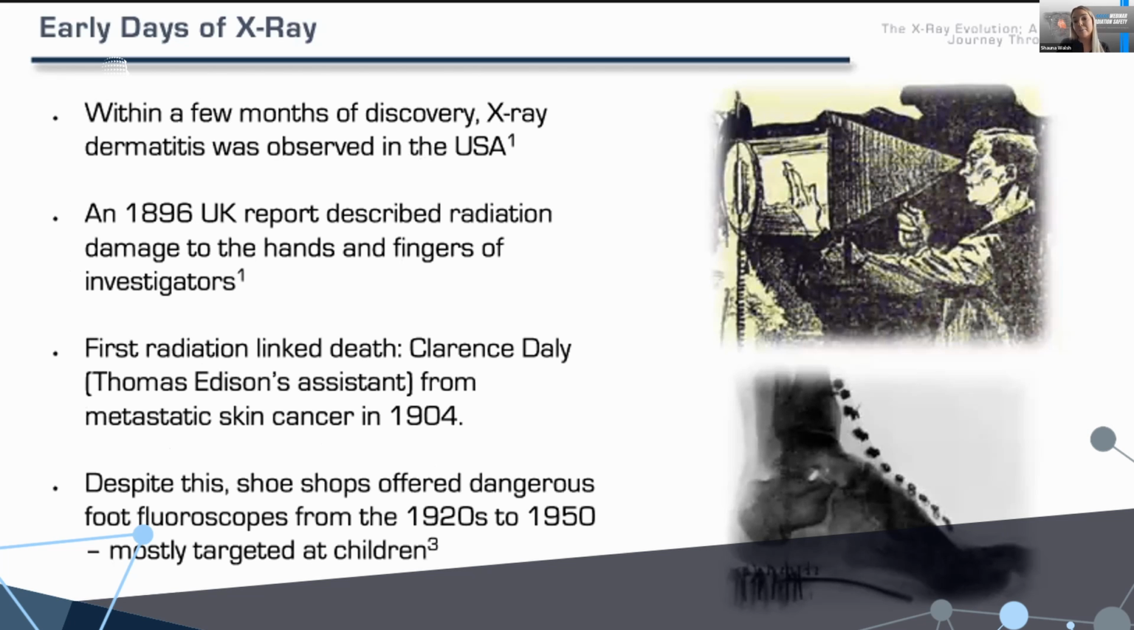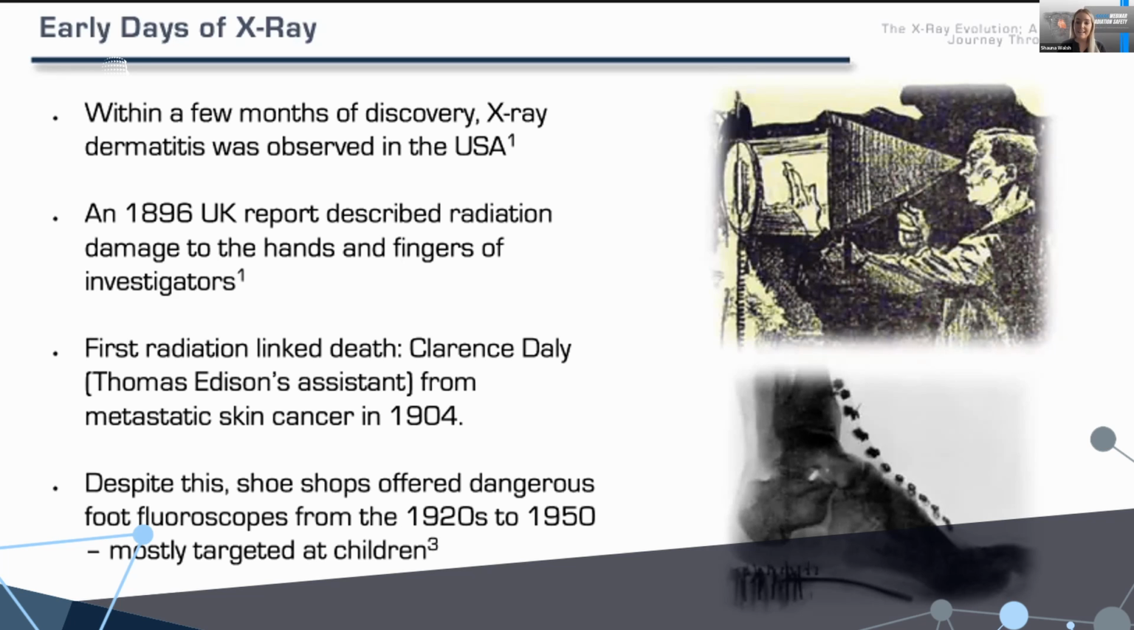So new diagnostic capabilities came at a cost at the time. The use of the machine did have undesirable changes to exposed tissue in some of the early adopters. An 1896 UK report described dermatitis of the hands of investigators. And the first radiation-linked death is believed to be Clarence Daly, Thomas Edison's assistant. Daly spent 90 hours per week exposing his arms to X-ray, 1,000 times stronger than what we use today. And for most of those hours, his arms were directly in the beam.